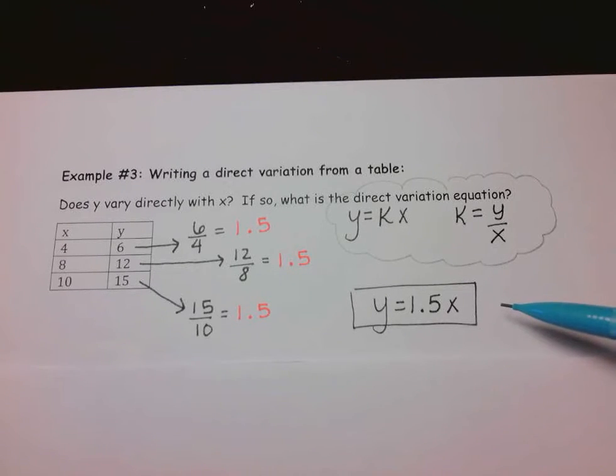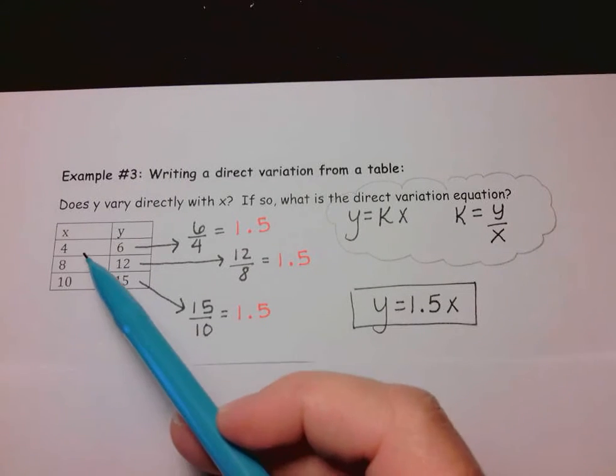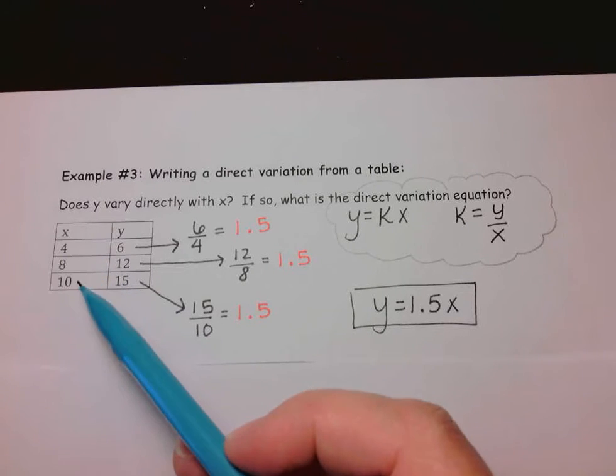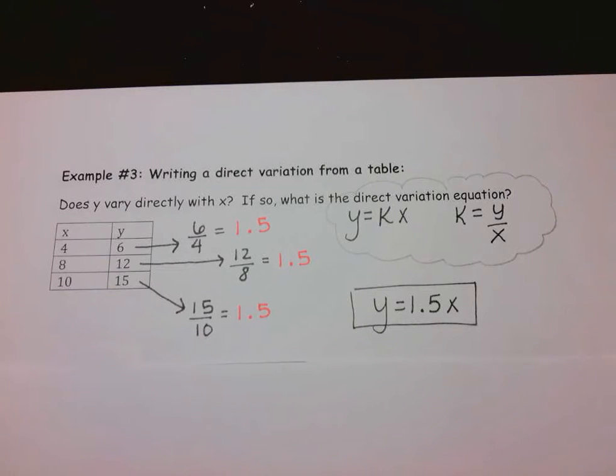Because what is this telling me? It tells me I want to multiply x by 1.5 each time in order to get to y. 4 times 1.5 is 6. 8 times 1.5 is 12. 10 times 1.5 is 15. There is a direct variation. Y varies directly with x. So in other words, this is a straight line. Here's the slope, and it goes through the origin. It has a y-intercept of 0.